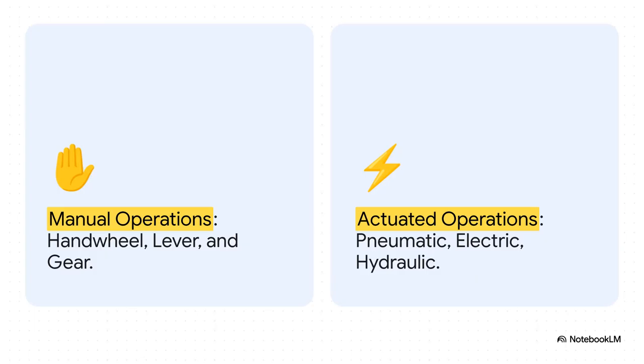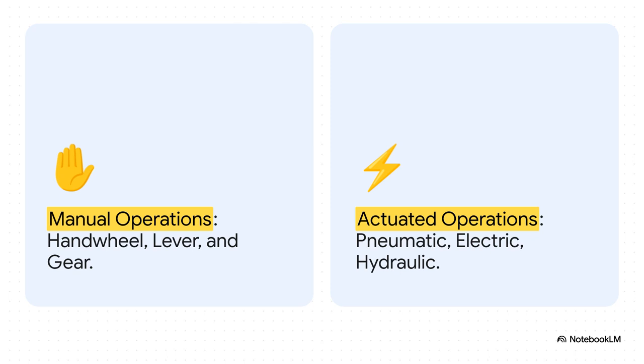And finally, Section 5, Operations and Materials. Now, let's talk about how we actually manipulate these things. Valve operation scales all the way from simple human-powered components up to heavy-duty system-actuated setups. On the manual side, you've got the classic hand wheel, the really fast quarter-turn lever, and the gear operator when you need some extra mechanical advantage.